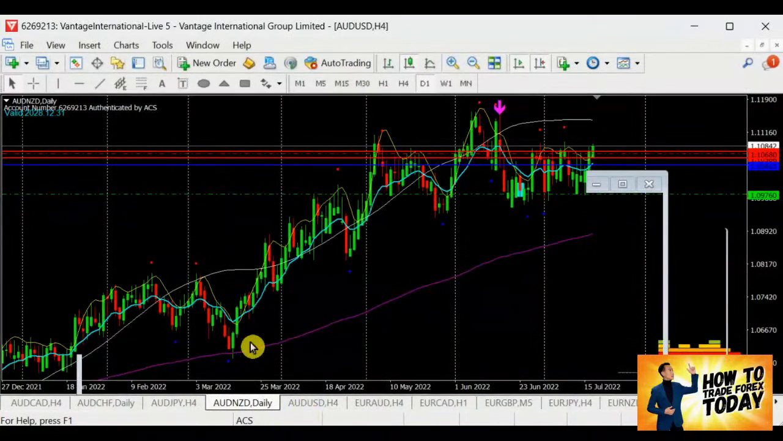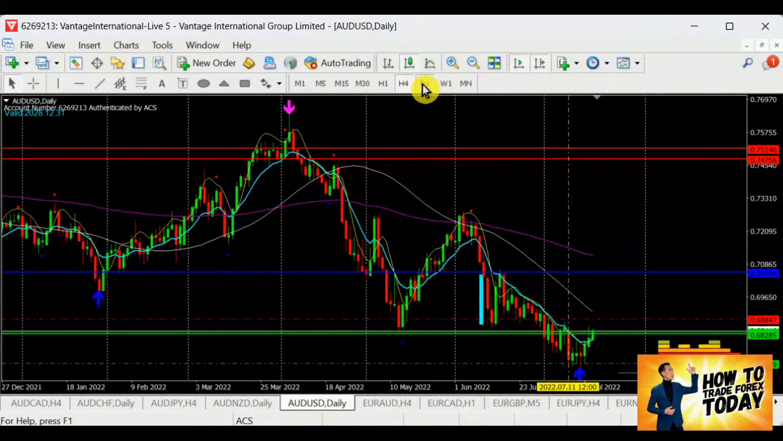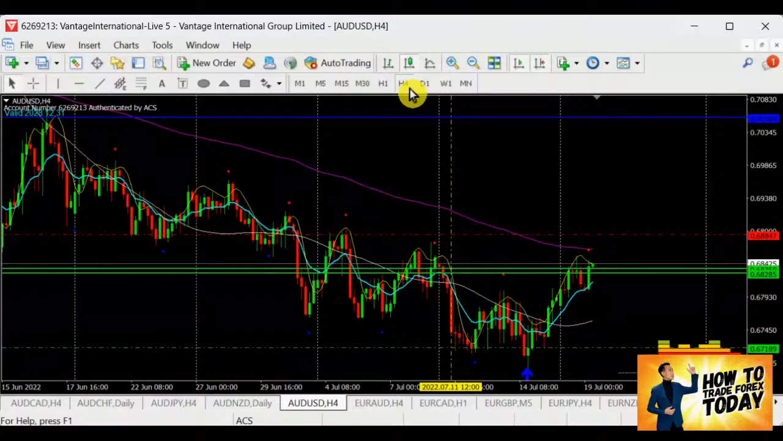Right now for Aussie dollar, let's take a look. Same thing with Aussie dollar. We are also on the move to the moon. Well, not to the moon, retracing upwards into the bull. So currently no selling for Aussie dollar.